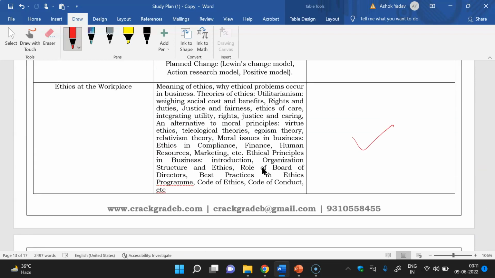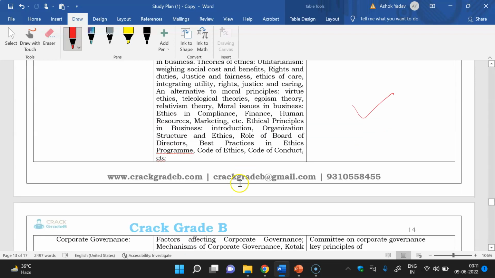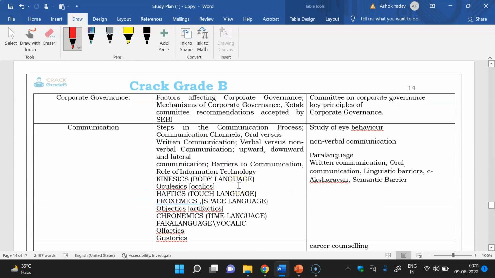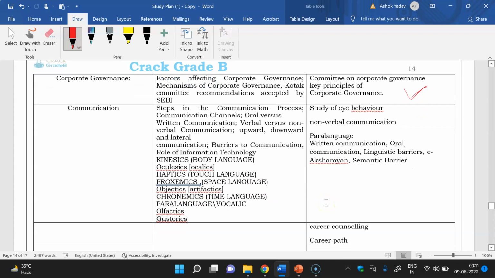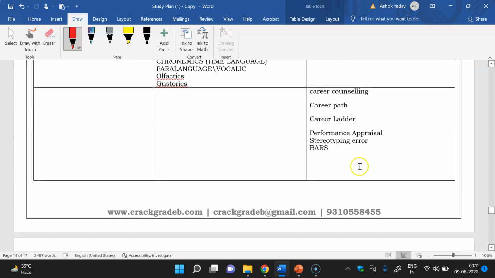Most probably they will ask a descriptive question from ethics. Corporate governance is also very important for descriptive. Previously they have asked a question on the Kotak committee. And communication is very important, both for descriptive as well as objective. These topics you have to cover. These are the miscellaneous topics you have to cover.